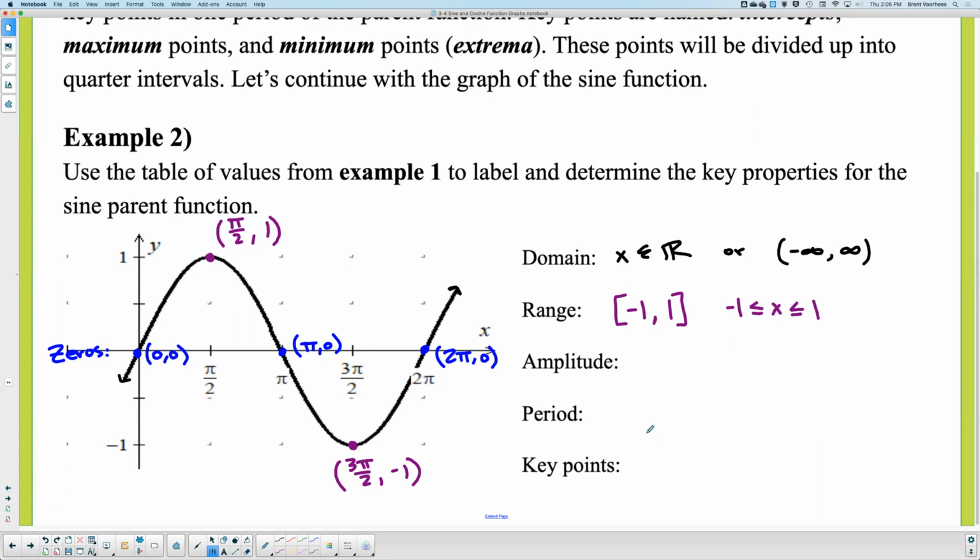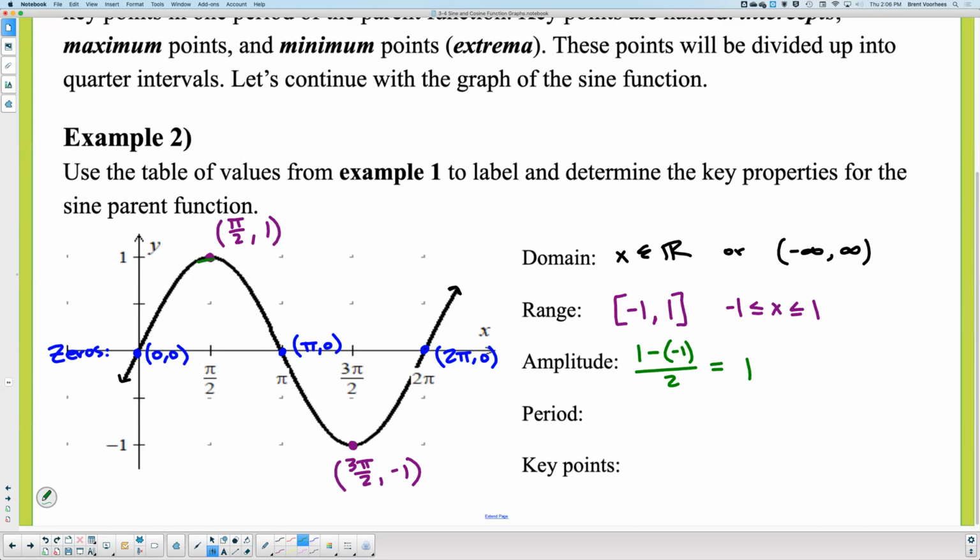Okay, amplitude. Do you remember how we find amplitude? It was the maximum minus the minimum divided by 2. What's our maximum value we already found? It's on the range, 1, subtract the minimum value, which is -1. 1 minus -1, all divided by 2. What is 1 minus a negative 1? 2. Divide that by 2, you get 1.